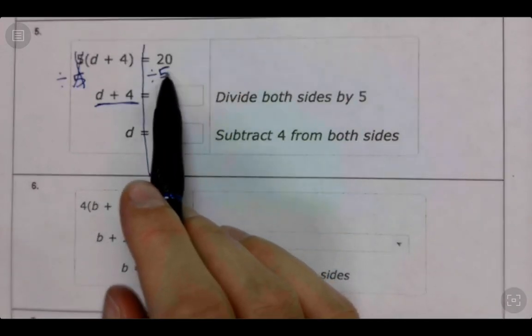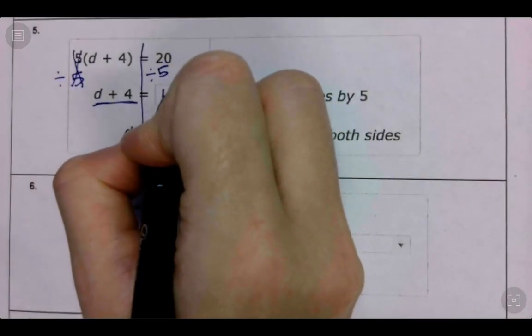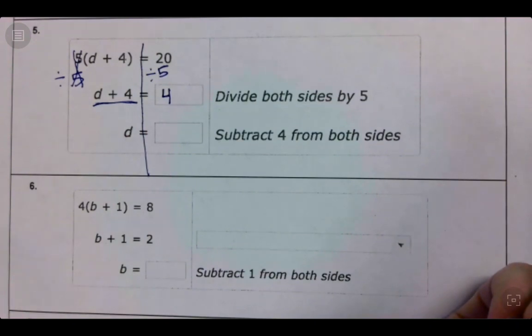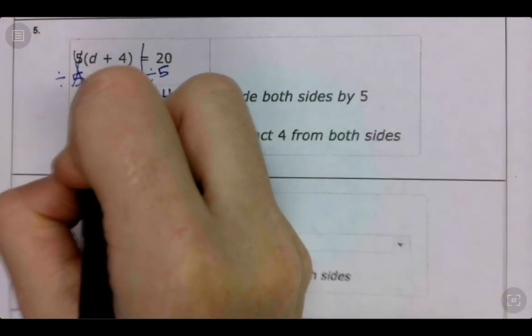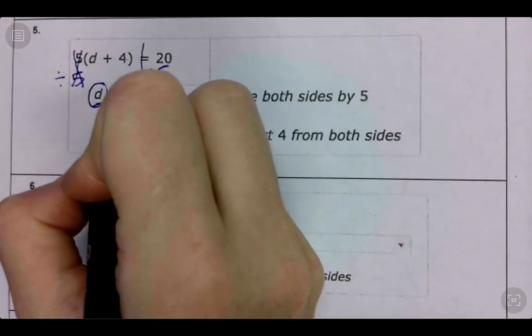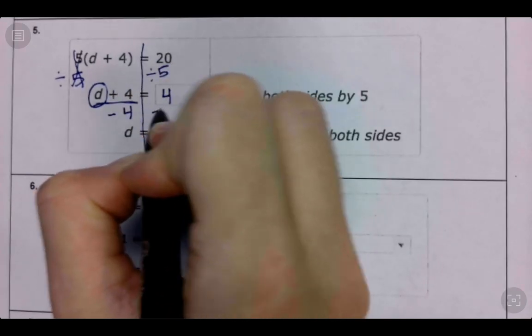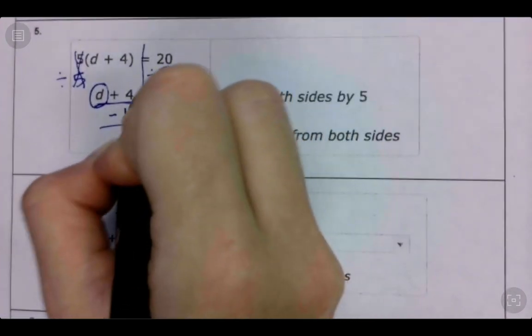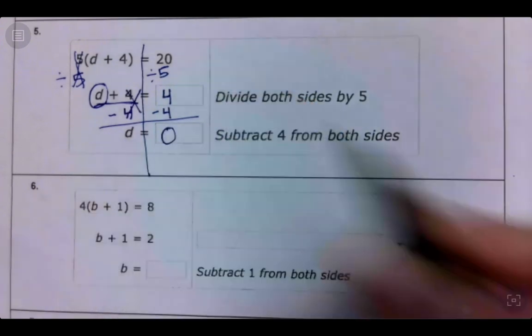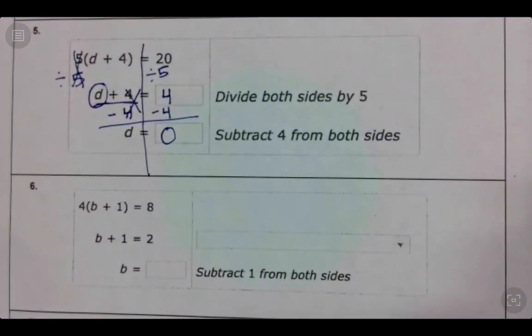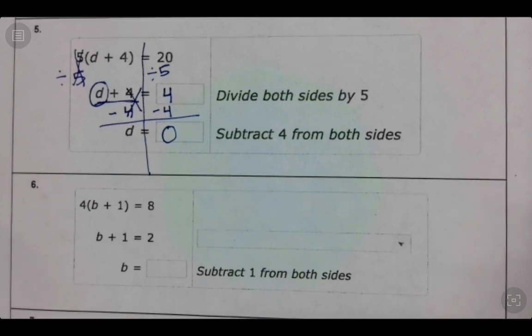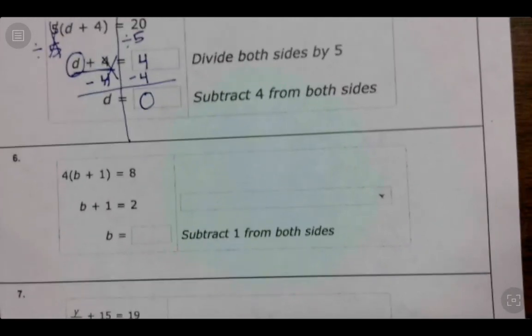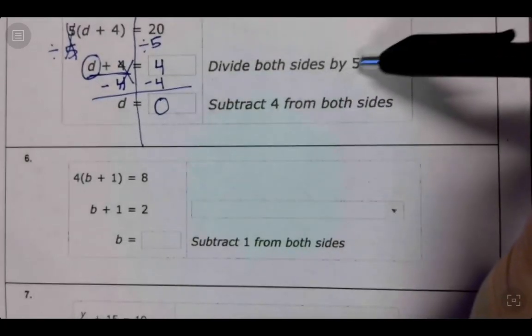Then on this side, 20 divided by 5 is 4. And then it's like a one-step equation. This is what I want to get alone. So the inverse is -4 from both sides. That cancels out, leaving me with 0. Okay? So doing that same thing, we can kind of follow this.